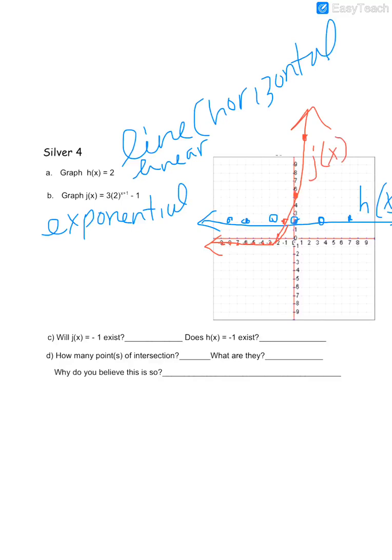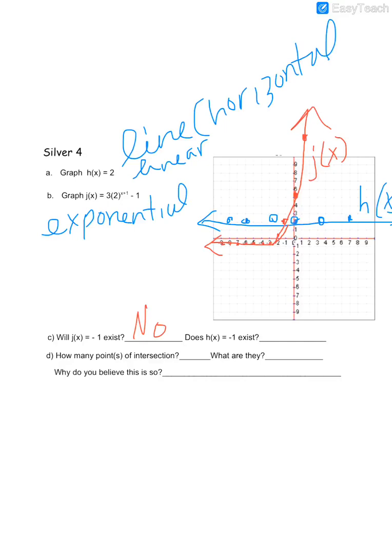Notice that both of my functions, linear and exponential, are labeled. Okay, so let's answer these questions. Will j of x equal -1 exist? So will j of x equal -1? No, because it's an asymptote. So I'm going to say no. It gets really close to it, but doesn't really exist.